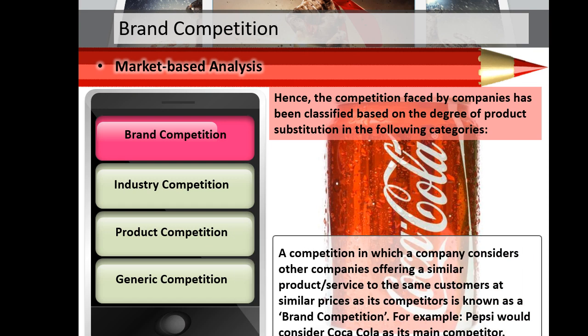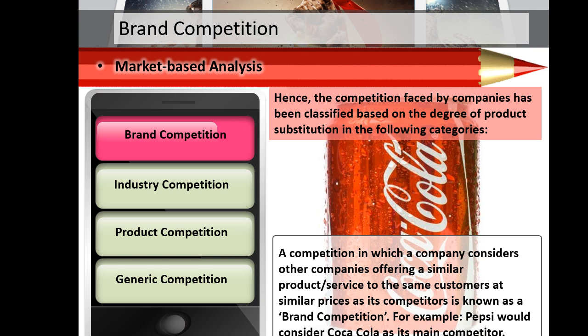So let's take brand for instance. A competition in which a company considers other companies offering a similar product and service to the same customer at a similar price as its competitors is known as brand competition. A very known example to all of us is Pepsi and Coca-Cola. I don't know if they will ever settle. You can think of more in the Nigerian scenario. For instance, in telecommunication, you have MTN and Airtel, Etisalat and Glo.